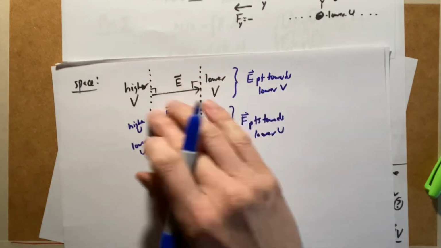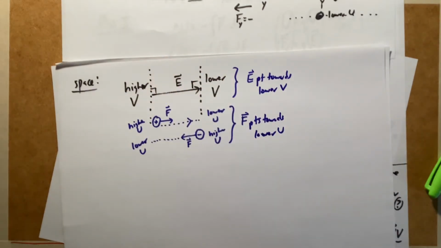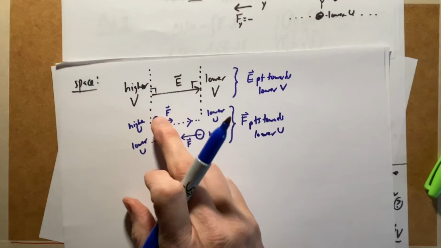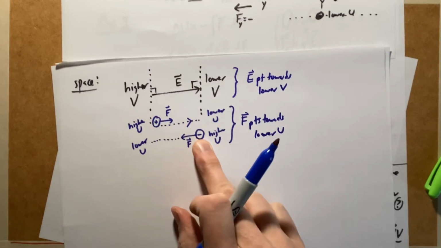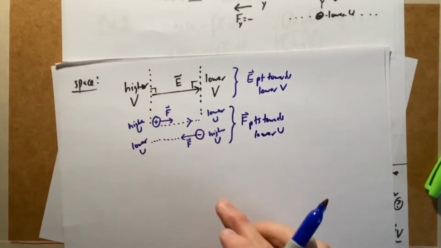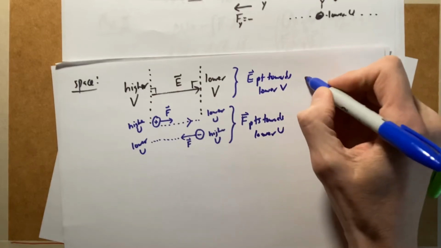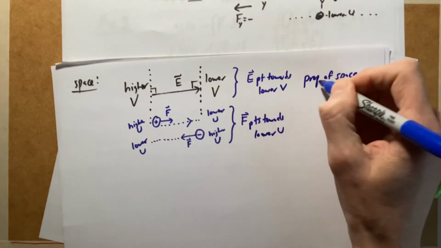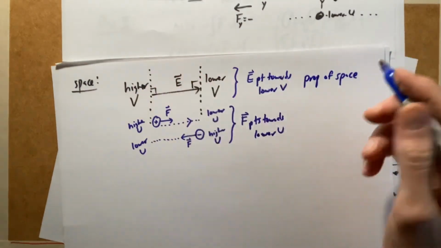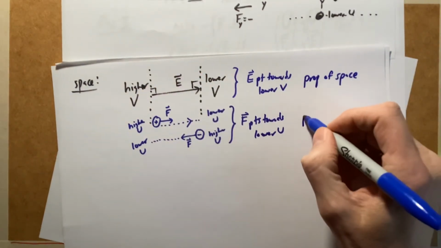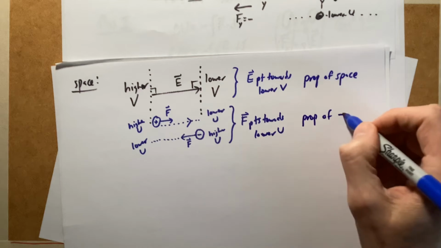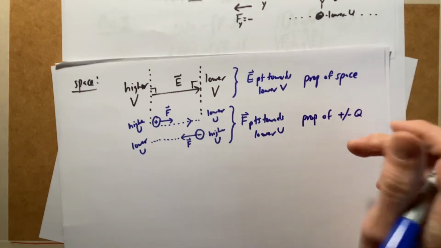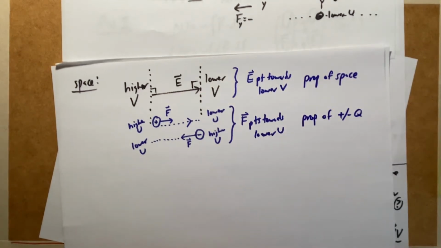So it gives us a way to relate the spatial properties to each other without worrying about, do we have a plus charge in this space? Do we have a minus charge in this space? Maybe we don't have any charge in this space, but this still holds because this is a property of space, or I should say properties of space, right? Voltage and electric field. Whereas this thing depends on whether or not you have a plus or minus charge, and it just gets more confusing, okay?